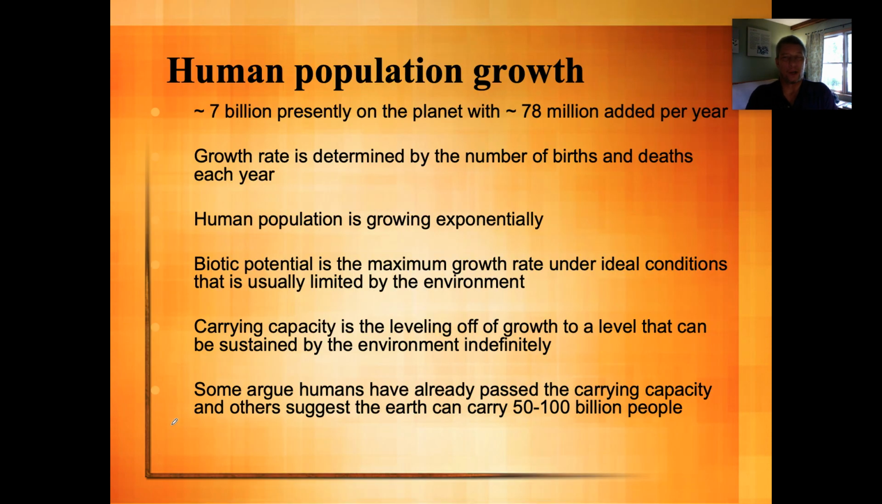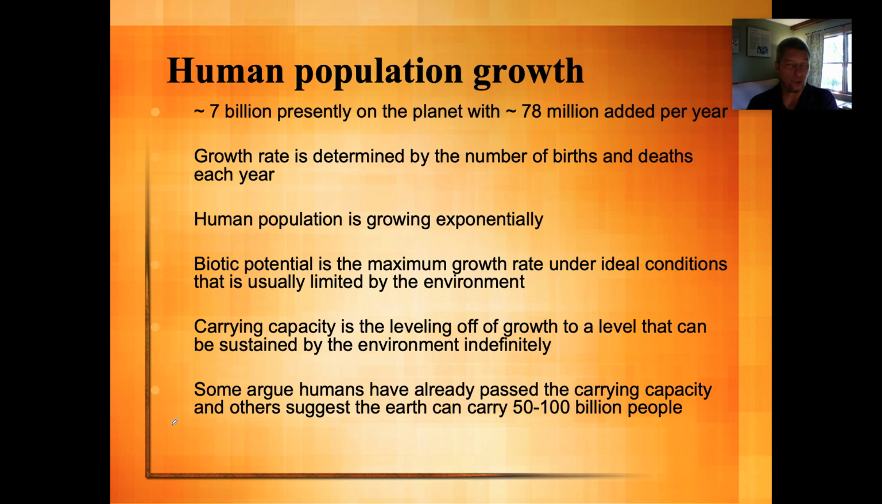Human population on Earth is currently approximately 7 billion. All right. Now, all the statistics in this video are a couple of years old, and so it's a little bit higher now than it was when I first put together this PowerPoint. But we add approximately 78 million people each year to the human population.